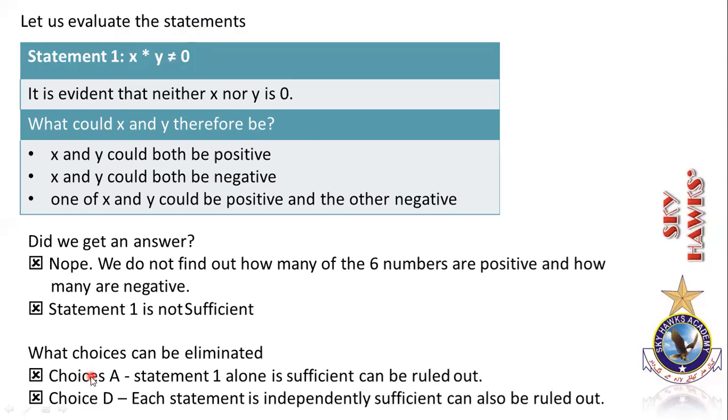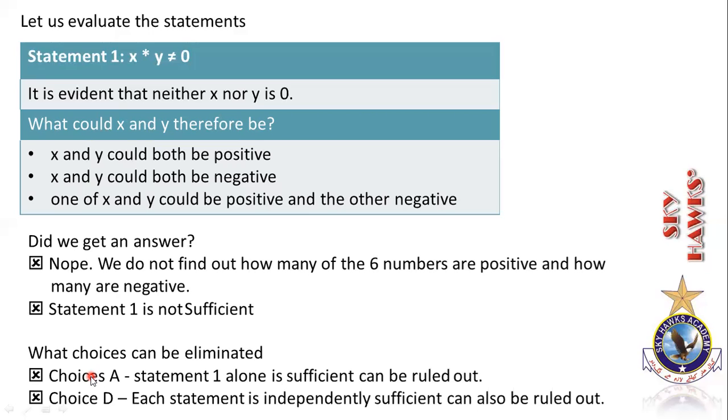Once again, I am going to visualize for you that A, B, C, D are the statements, in the sense that statement one is sufficient for the solution, statement two is sufficient, both one and two are sufficient, or either one is sufficient. So these are the different options. We have seen these choices in so many questions. Choice A was statement one alone is sufficient, and that can be ruled out.